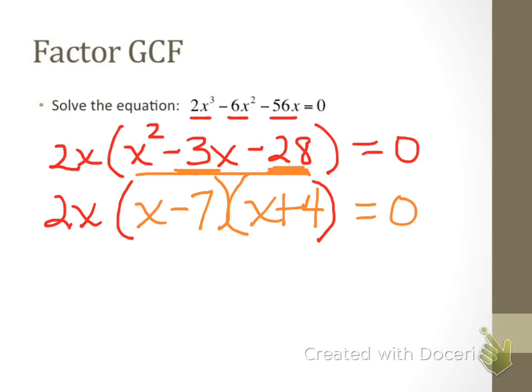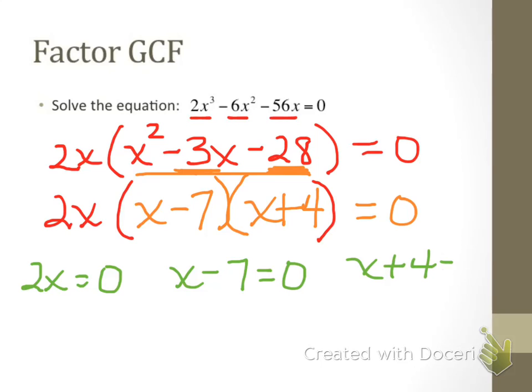So now we have three factors that we need to use the zero product property on. We've got the 2x, which could be equal to 0. We've got the x minus 7, which could be equal to 0. And we've got the x plus 4, which could be equal to 0. Any one of those factors could equal 0 in order to end up making the whole thing equal 0.